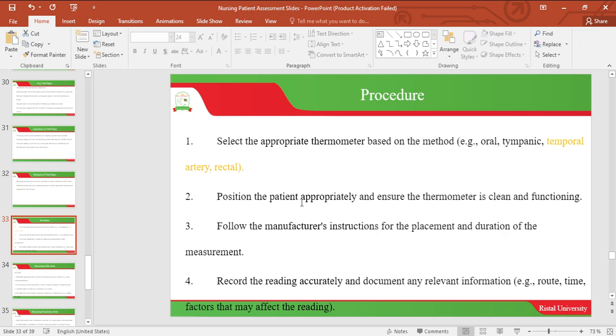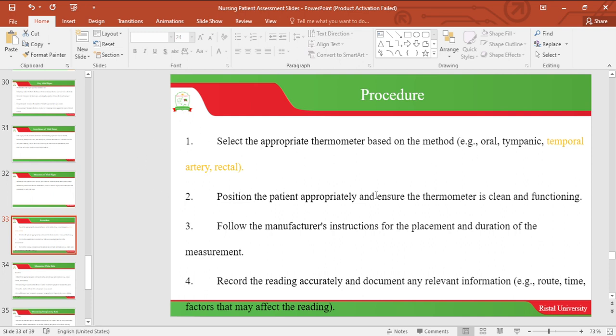Let's look at one of the procedures for measuring vital signs. For example, if you want to take a temperature, it means that the nurse will have to select the appropriate thermometer based on the method he or she is going to use. For example, if he or she wants to use the oral route, then he or she has to select the thermometer which is used for the oral route. Or if he or she wants to use the tympanic route, then he or she will use the thermometer which is utilized for the tympanic route.